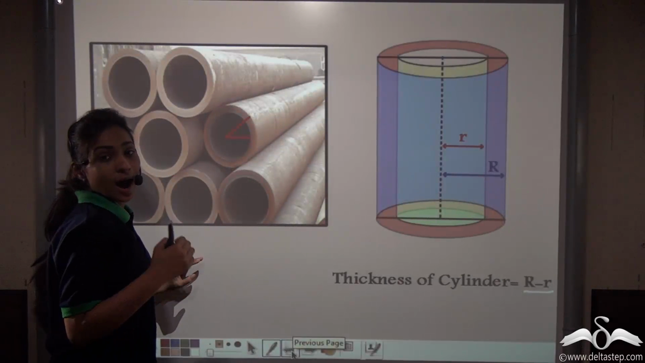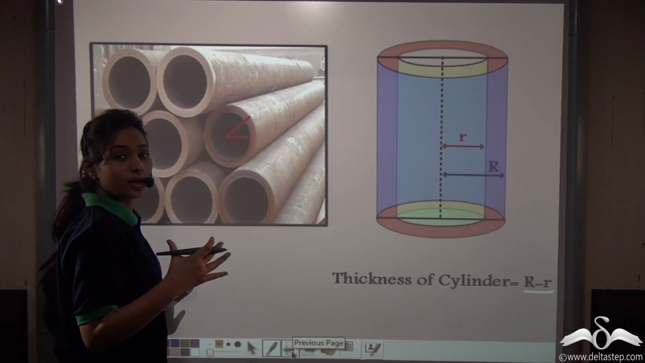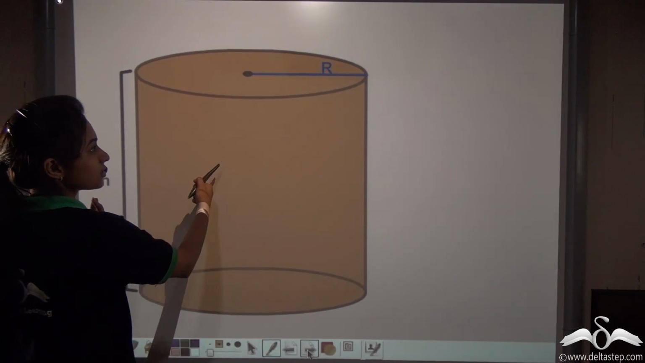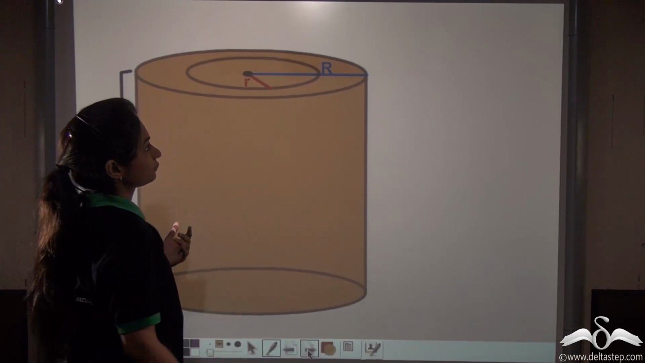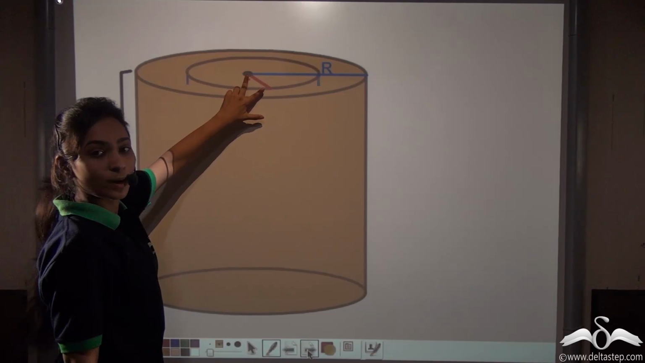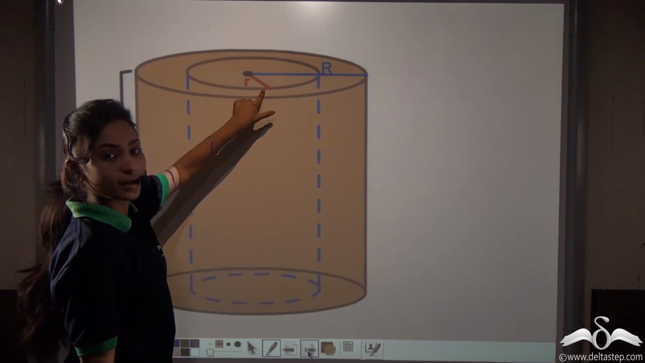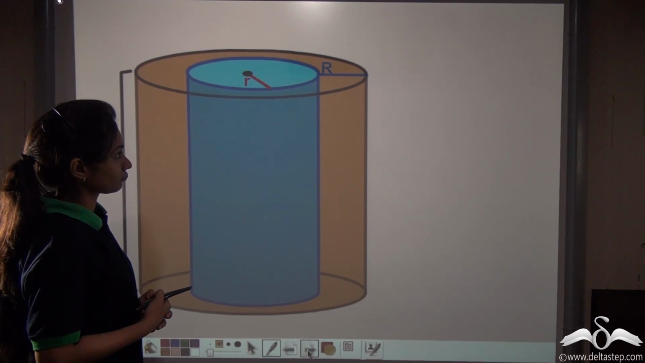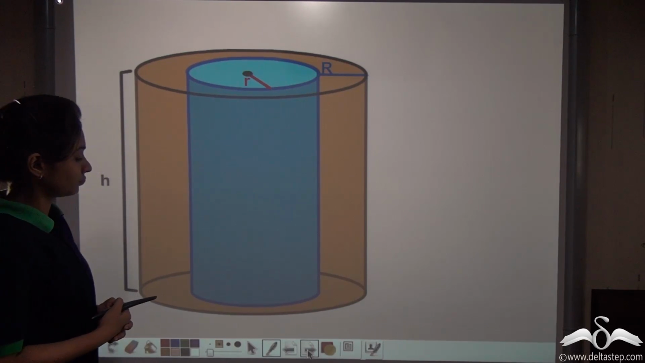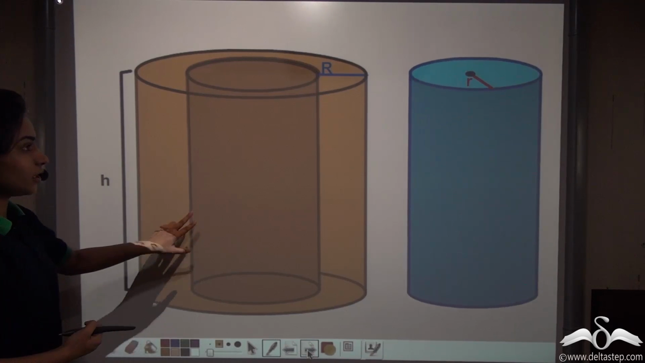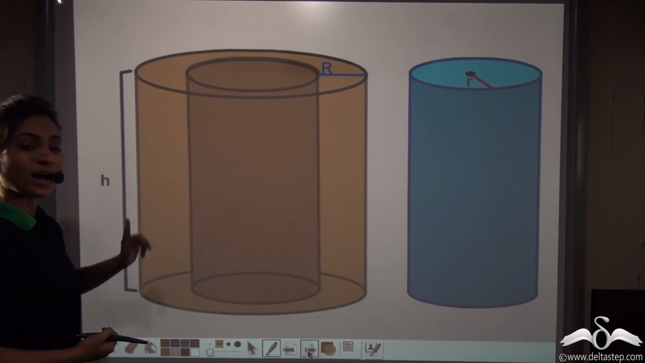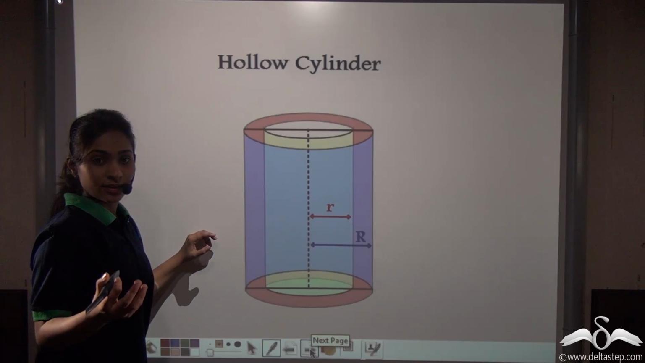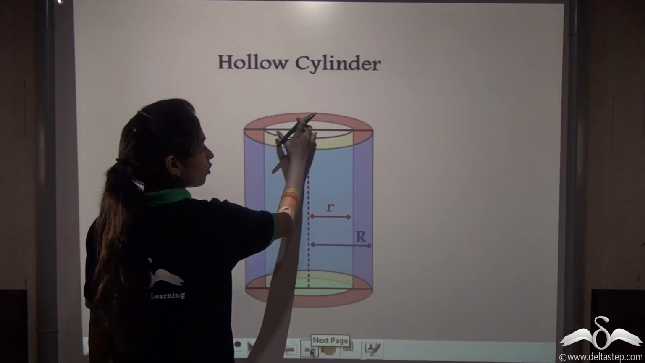Now let us see how we can actually make a hollow cylinder from a solid cylinder. Here you can see the solid cylinder with the radius capital R, and now we have started to make it hollow by taking the small radius small r. See, we have successfully made a hollow cylinder out of that solid cylinder. So a hollow cylinder is actually a solid cylinder which is hollow from inside.